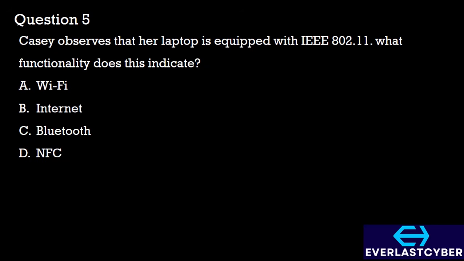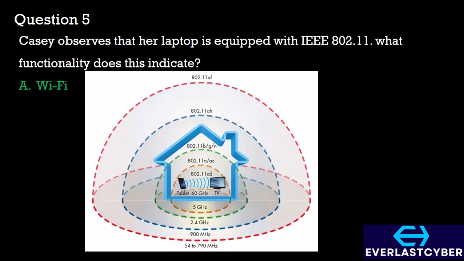Question 5. Casey observes that her laptop is equipped with IEEE 802.11. What functionality does this indicate? A. Wi-Fi. B. Internet. C. Bluetooth. D. NFC. For this, we'll be going with option A.